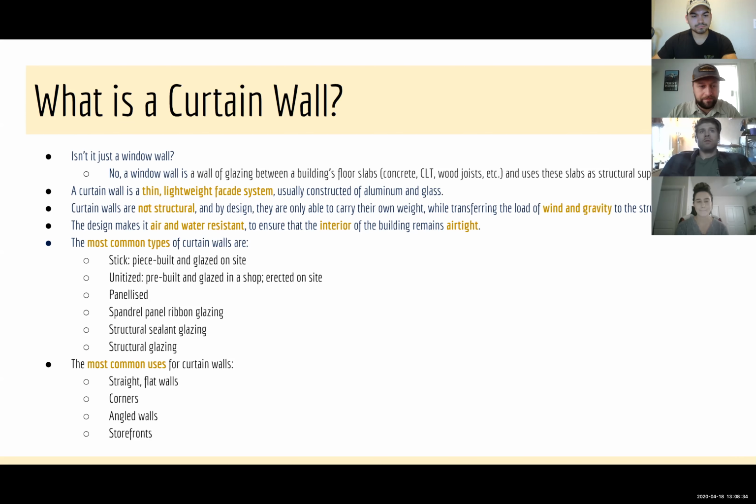and water-free. The most common types of curtain walls are stick, which is piece-built and glazed on site, unitized and panelized, which are both pre-built and then erected on site, spandrel panel ribbon glazing, structural sealant glazing, and then structural glazing. And the most common uses for curtain walls are straight flat walls, corners, angled walls, and storefronts.